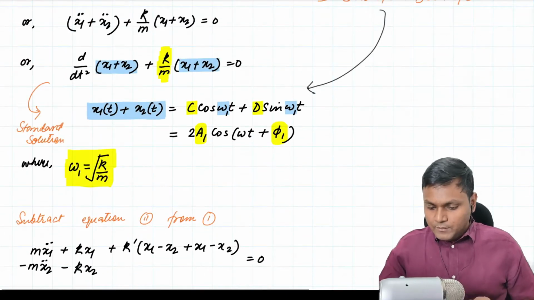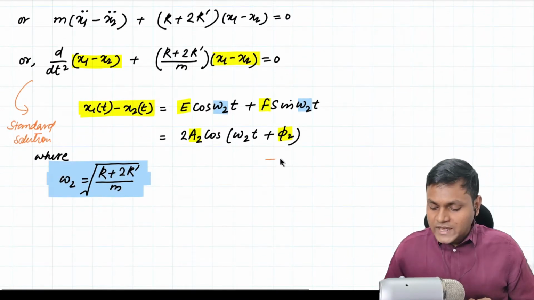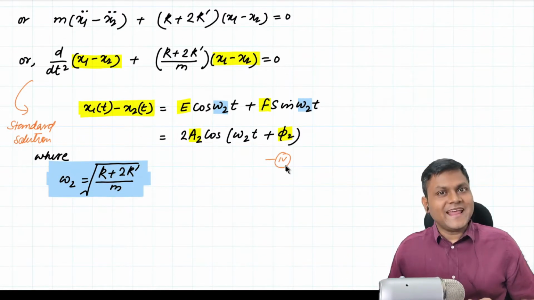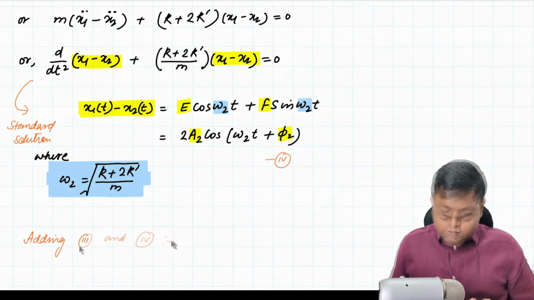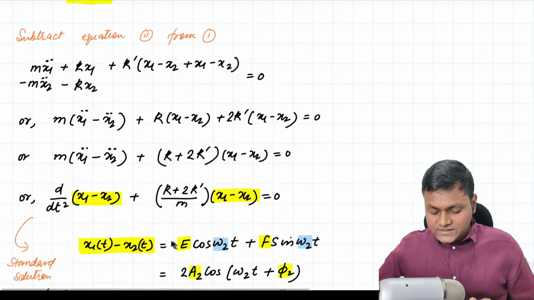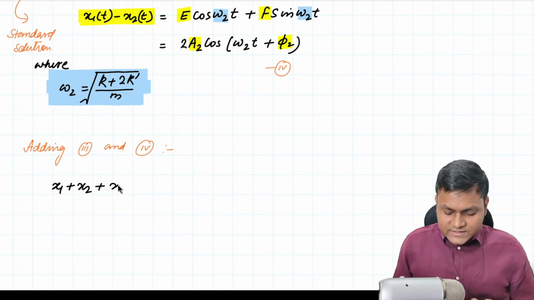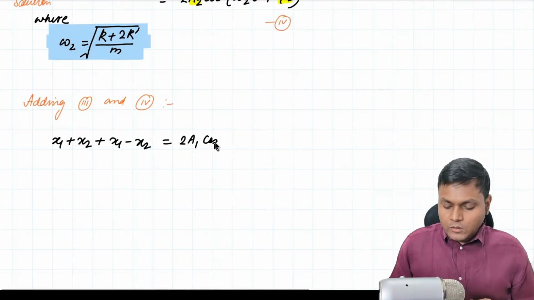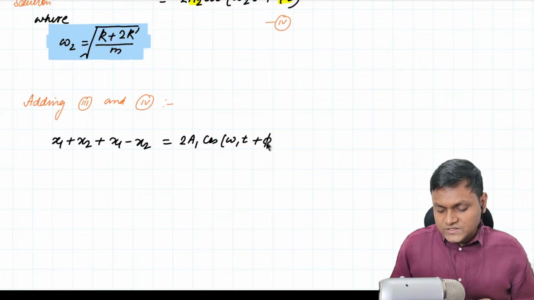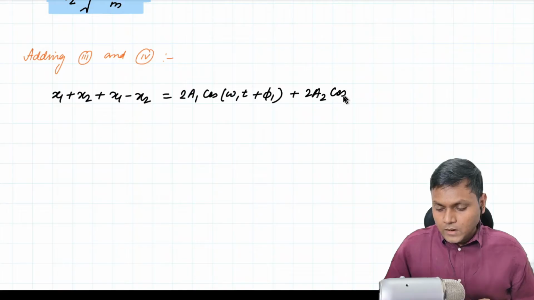Let's suppose this is point number 3 and point number 4, to obtain a general solution for x1 and x2 separately. Again, I can do that by adding point number 3 and 4. So if I add point number 3 and 4, that is x1 plus x2 and x1 minus x2, what do I get? So x1 plus x2 plus x1 minus x2 simply gives us, point number 3 is 2a1 cos(omega 1 t plus phi 1), and point number 4 contains plus 2a2 cos(omega 2 t plus phi 2).